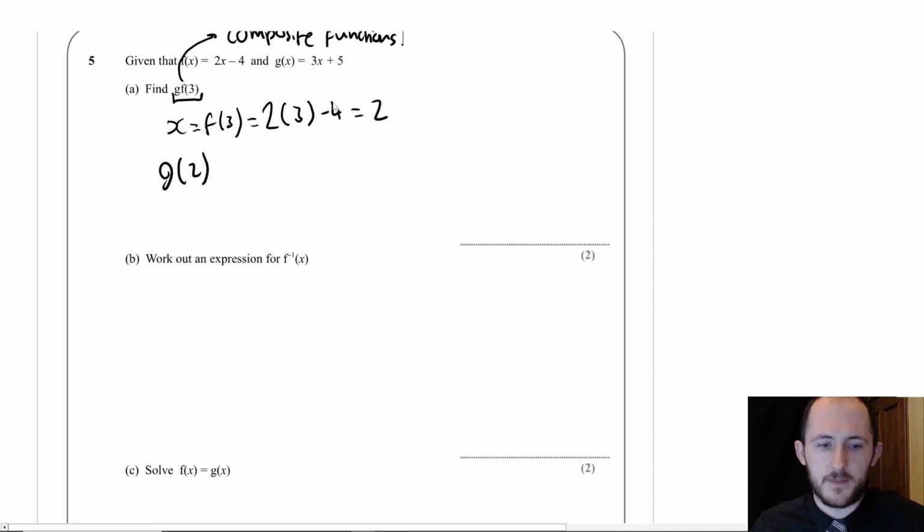Is anyone unsure of this so far? Again, if this is brand new to you, this is going to be hard. So I don't blame you for worrying about it. Some other people may have seen this, which is why they're finding it a bit easier. It's completely fine.